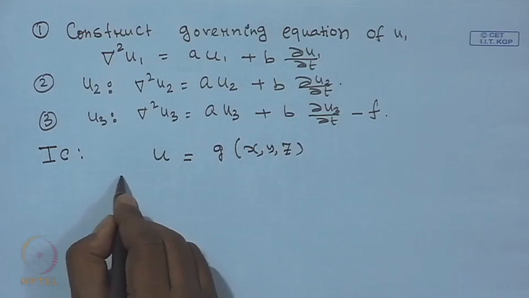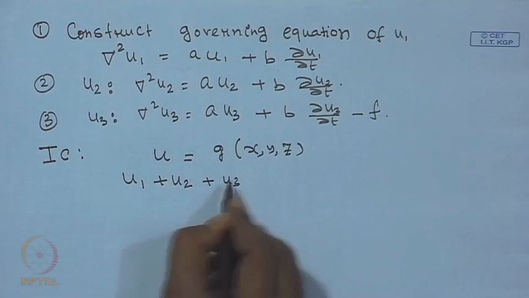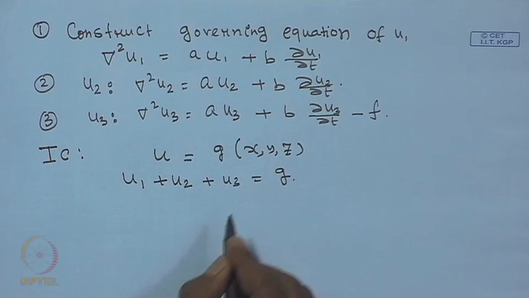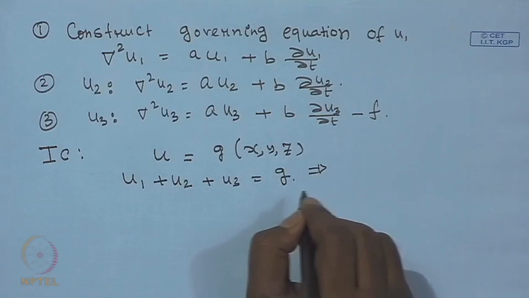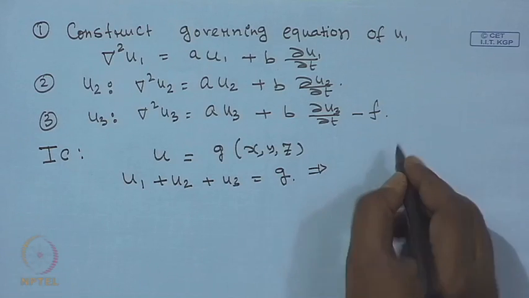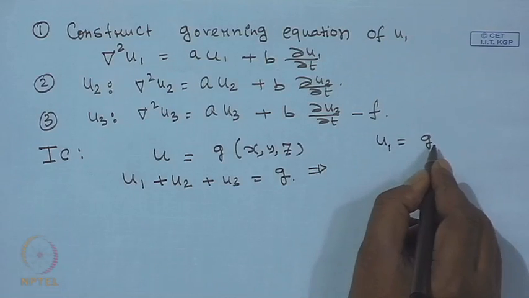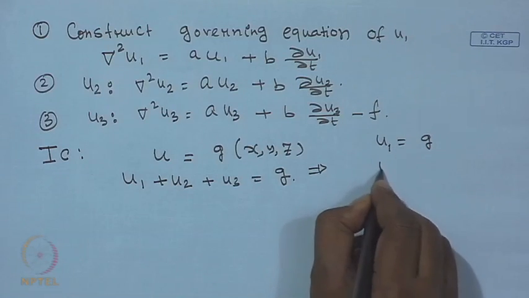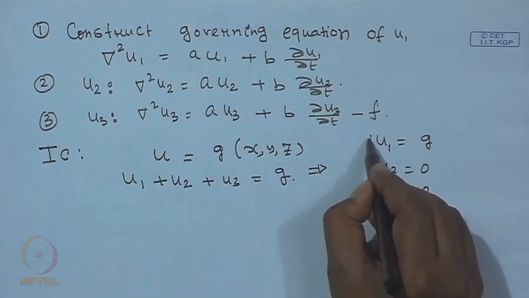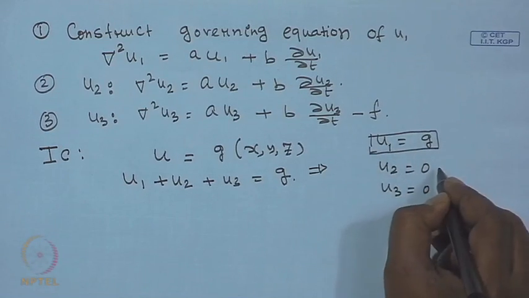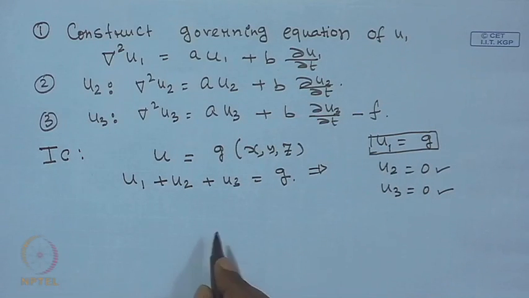So, therefore, you just write u is equal to u 1 plus u 2 plus u 3 is equal to g. So, therefore, the initial condition for each of them can be written down as: u 1 is equal to g for the first sub problem, u 2 is equal to 0 and u 3 is equal to 0. So, this is the initial condition of the first sub problem, this is the initial condition of the second sub problem, this is the initial condition of the third sub problem.